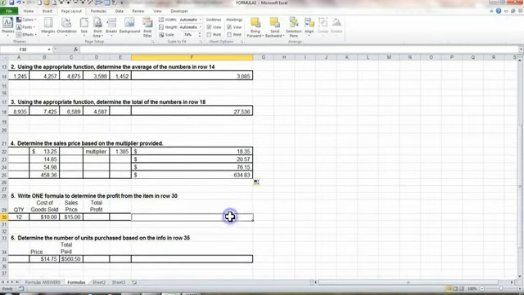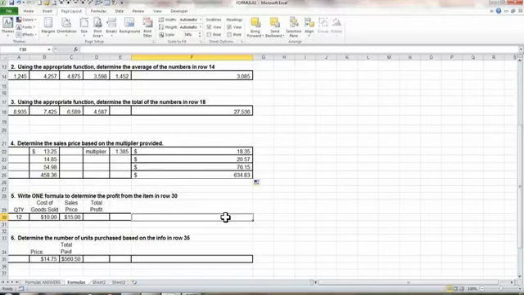Okay, for this next formula, we want to make sure that we're in F30. What we're trying to do here is determine the profit based upon a sales price of $15 and a cost of goods sold that's equal to $10, and then of course a quantity of 12. Now the whole key here is this is a two-step process.